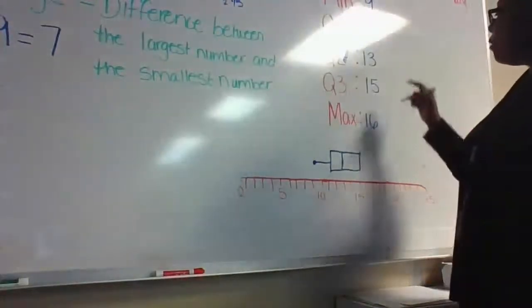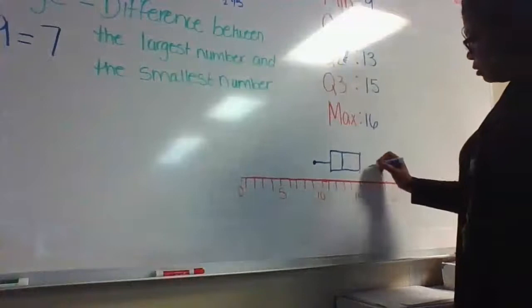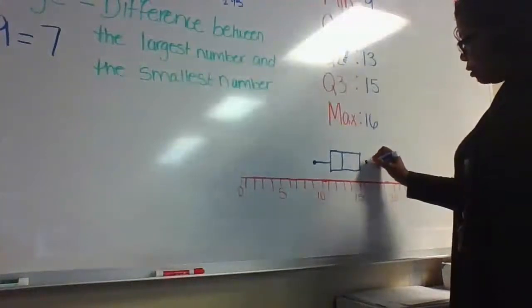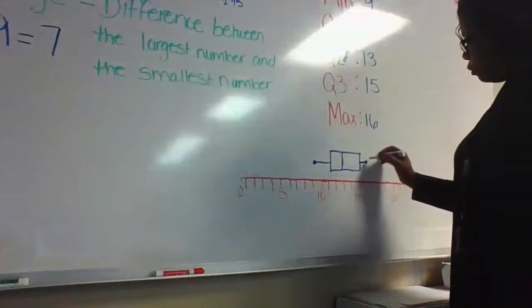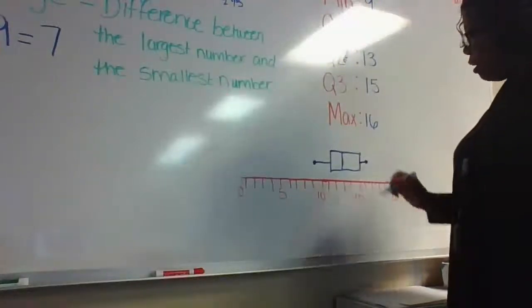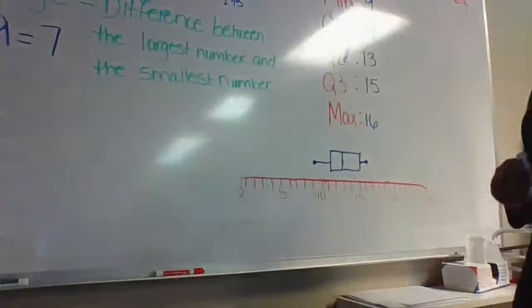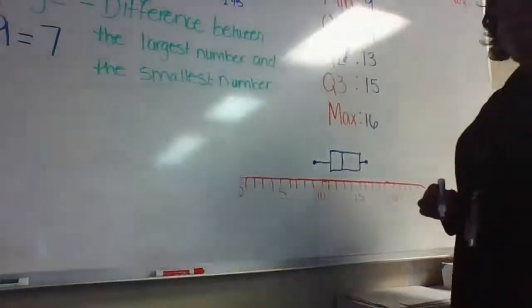Okay? And then we're going to come over here to 16, make us a nice little mark at 16, and draw our whisker. Boom. And so there we have constructed a box and whisker plot.